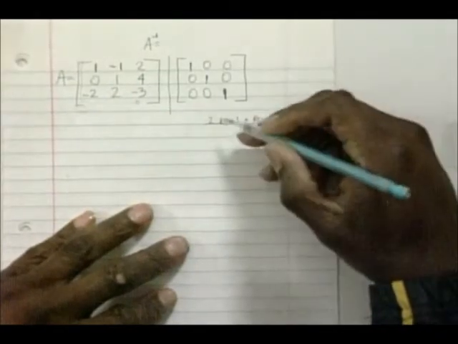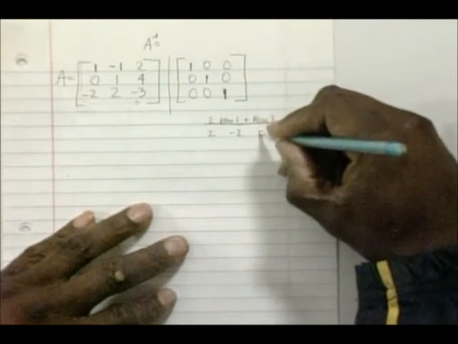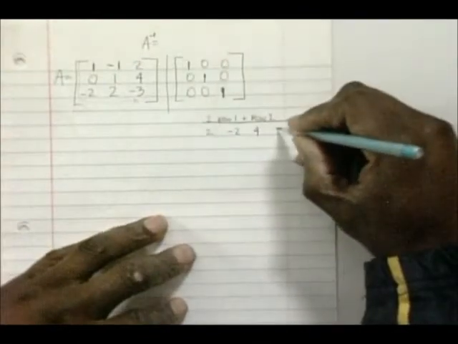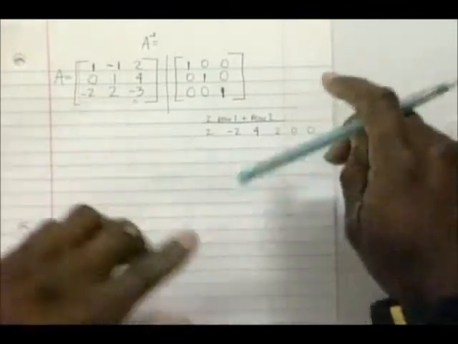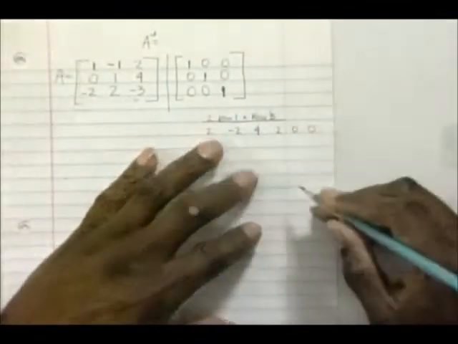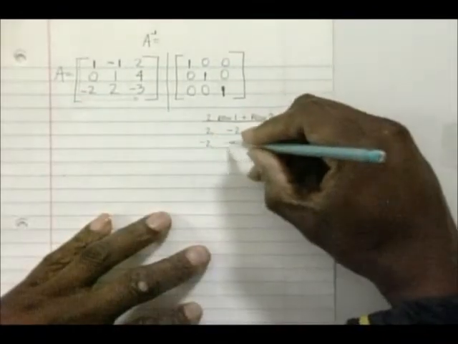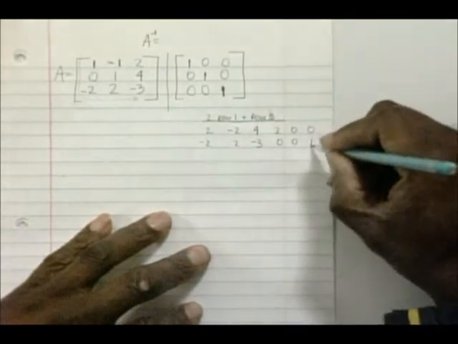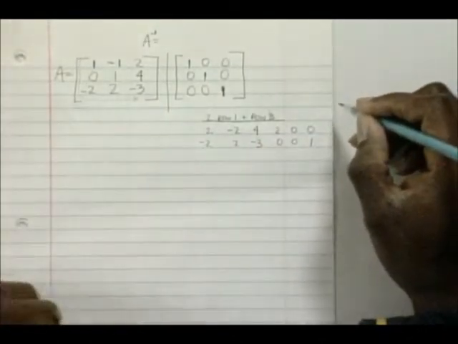So 2 times row 1, multiplying this whole row by 2, would be 2, -2, 4, 2, 0, 0. And I'm adding that to, I think I wrote row 2, I meant to say row 3, sorry about that. I'm adding it to row 3. So here I have -2, 2, -3, 0, 0, 1. I'm going to add those together and that's going to be my new row 3.